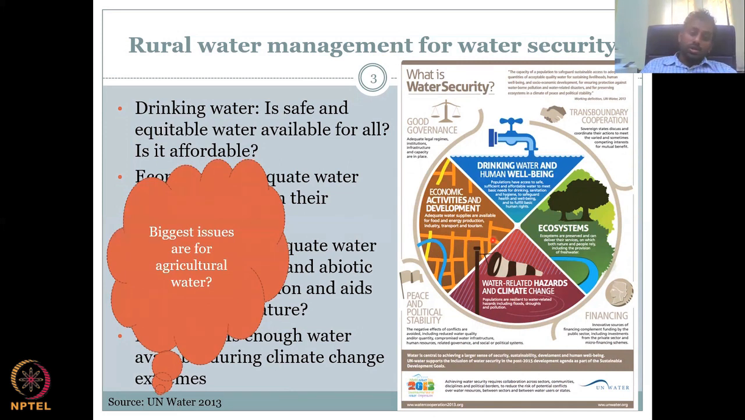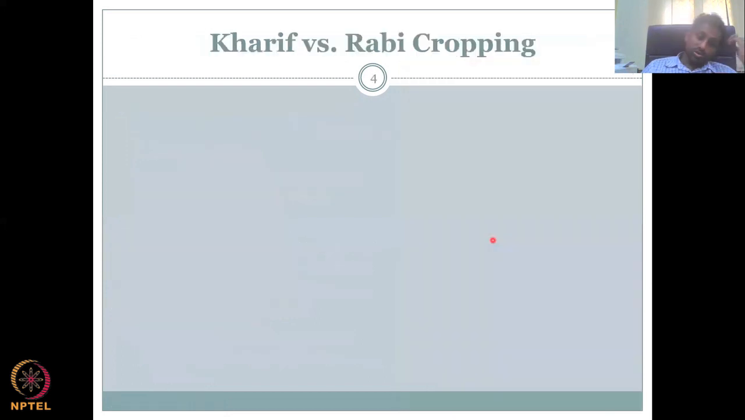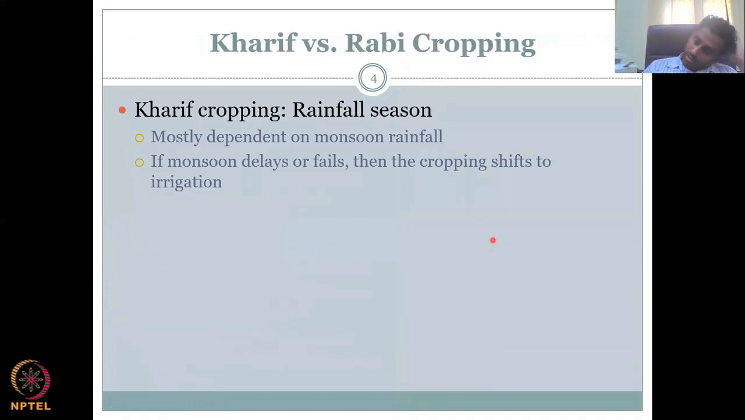The biggest issues for rural water management and water security are for rural systems. Let us see, why does that happen? Why do rural systems, rural entities, have big water management issues, especially for using engineered solutions? Let's differentiate Kharif and Rabi cropping.